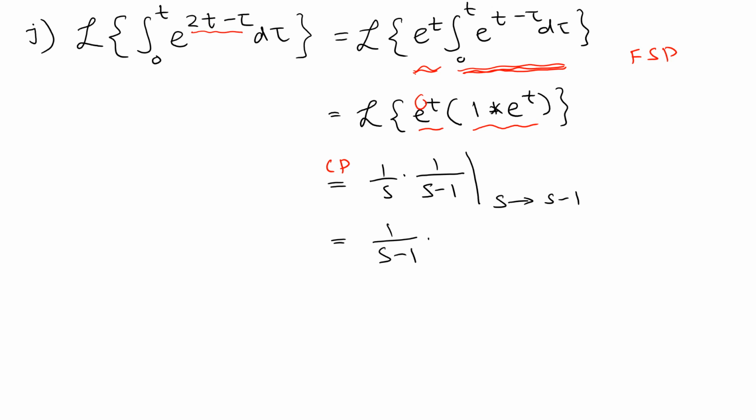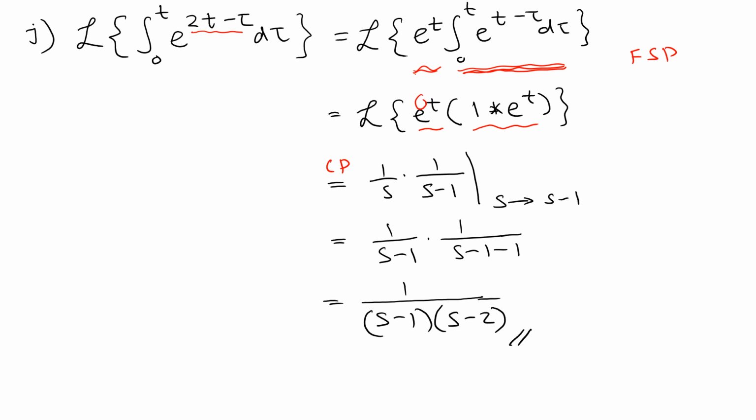and then s minus 1 becomes, what happened here? It is s minus 1 minus 1. So finally you get the answer as 1 over (s minus 1)(s minus 2).